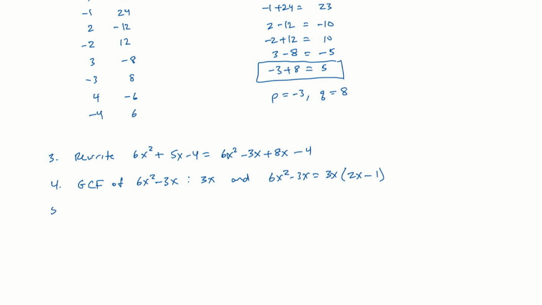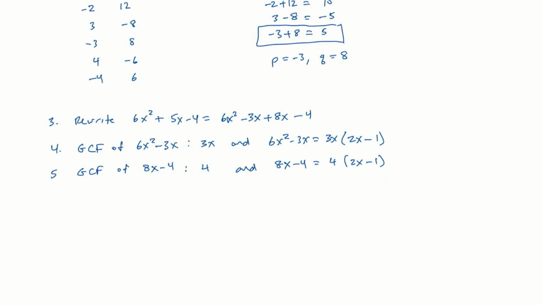Okay? Now we find the greatest common factor of the remaining two terms, 8x minus 4. Okay, that is going to be 4. And then 8x minus 4 is equal to 4 times, okay, it better be 2x minus 1, otherwise we've made a mistake. But 4 times 2x does give us the 8x, and 4 times minus 1 does give us the minus 4, so we're golden.